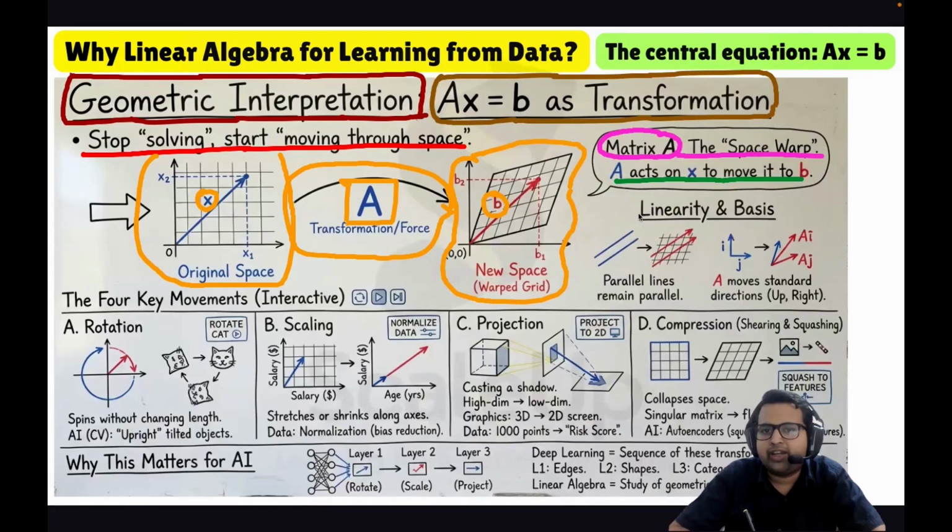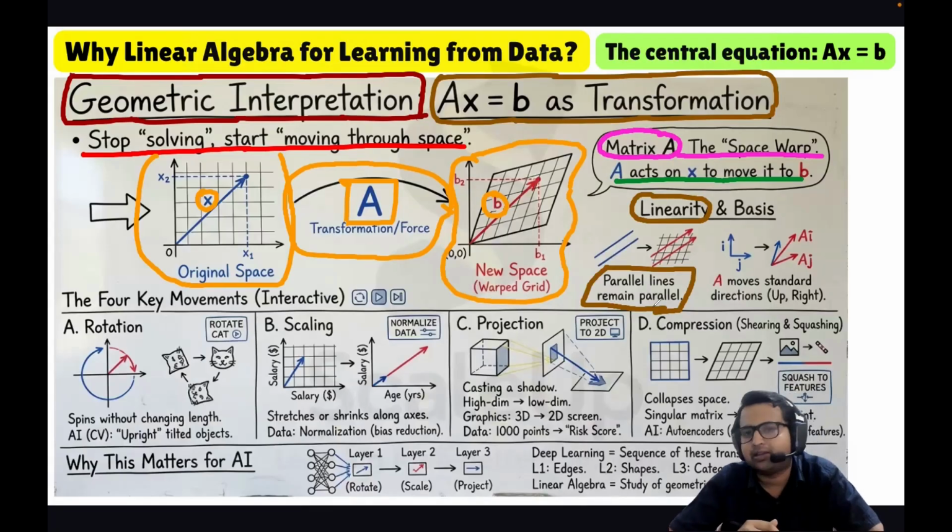If I talk about linearity, the concept of linearity states that the origin always stays fixed and all parallel lines remain parallel after the movement. So linear transformations are those where the origin will not get shifted and all the parallel lines after transformation stay parallel. That is the linearity in transformations.